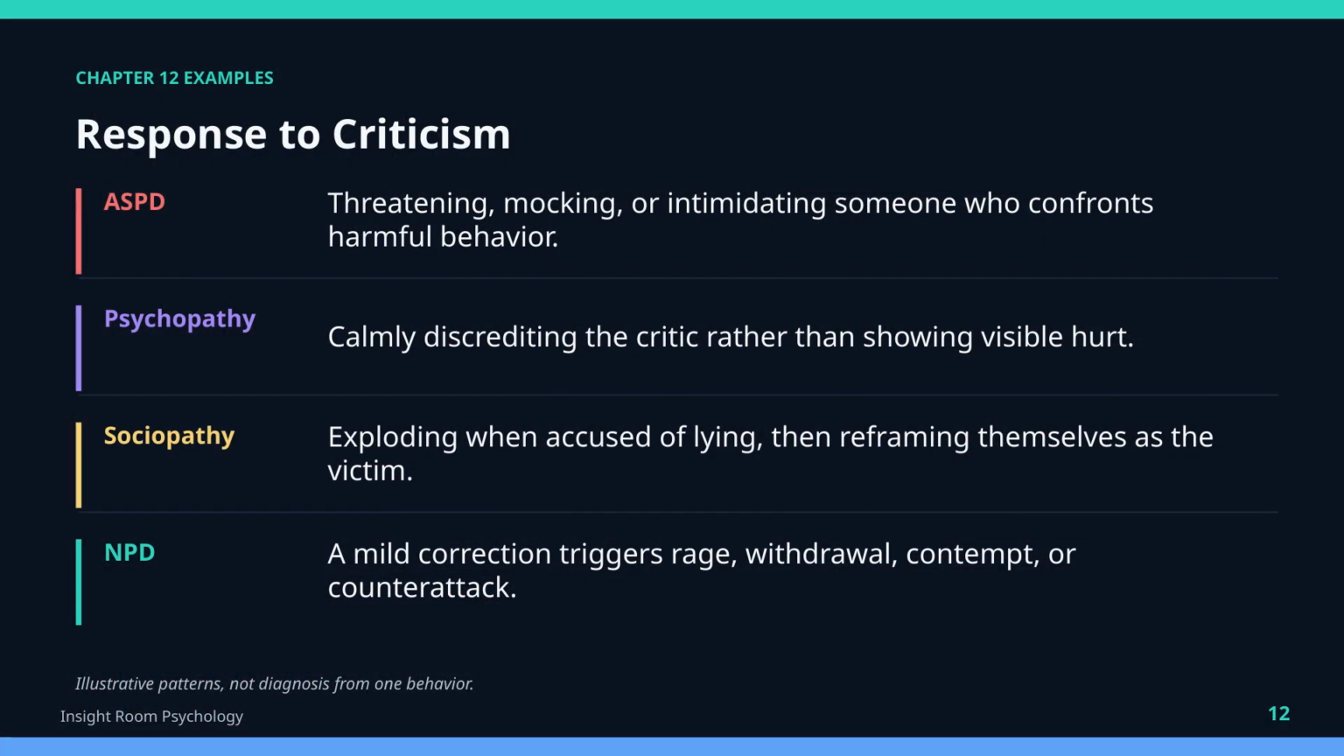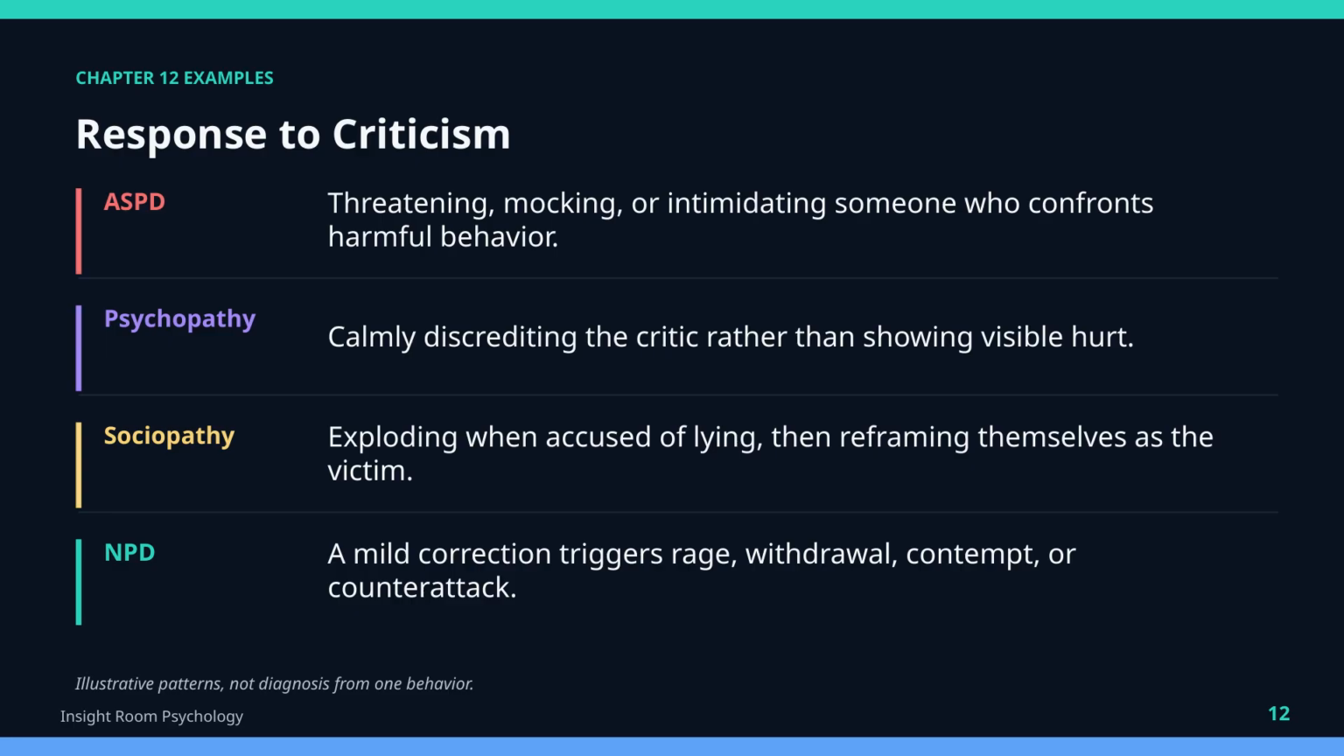The person may respond with contempt, strategic retaliation, impression management, or calm manipulation. For example, rather than appearing visibly hurt, they may quietly discredit the critic, gather information to use later, or charm other people into taking their side. With sociopathy, people often use the term when the response to criticism is reactive, angry, defensive, or hostile. For example, someone may explode when accused of lying, then quickly reframe themselves as the victim.